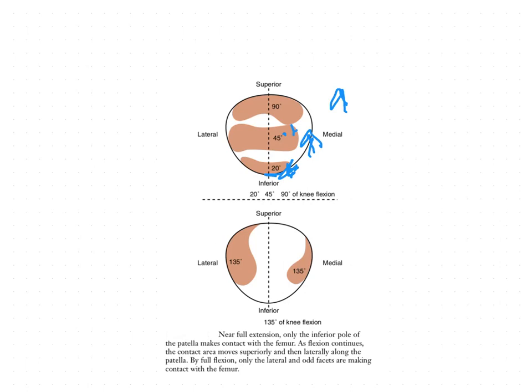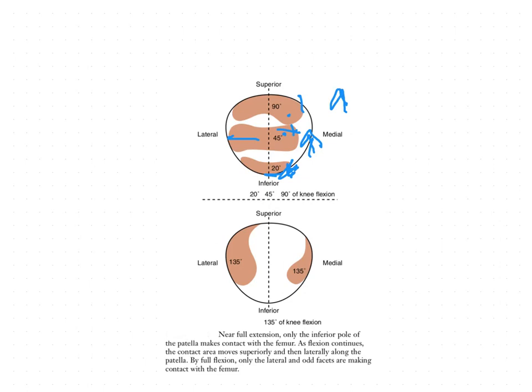It also spreads outward to cover the medial and lateral facets. By 90 degrees of knee flexion, all portions of the patella have experienced some contact with the exception of the odd facet. So by 90 degrees, almost all parts of the patella will have contact, except the odd facet.